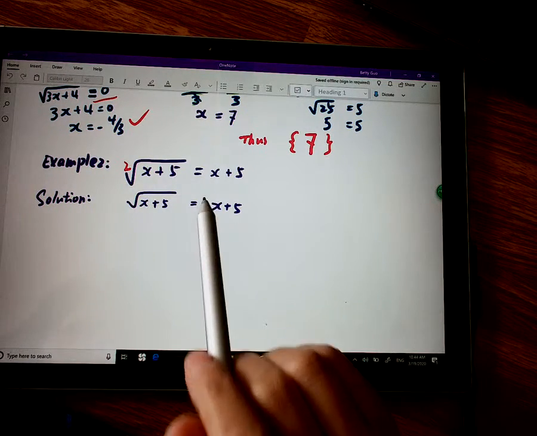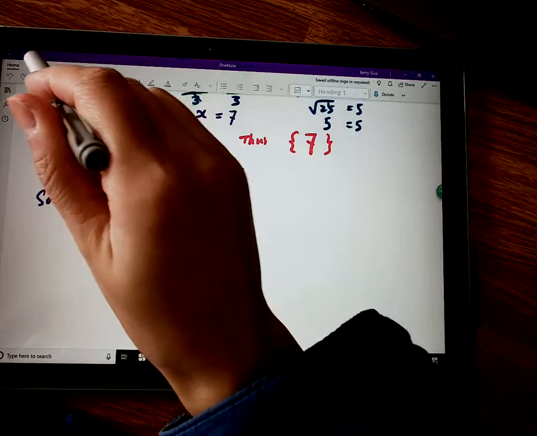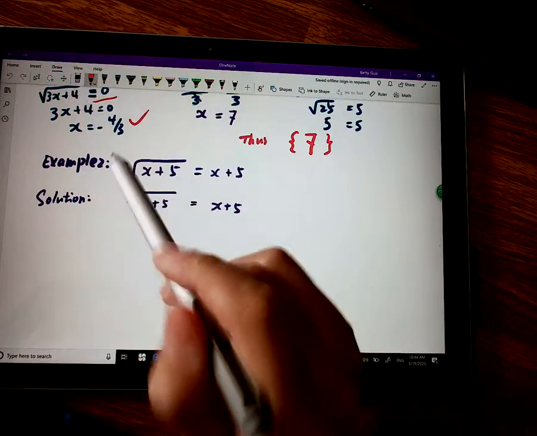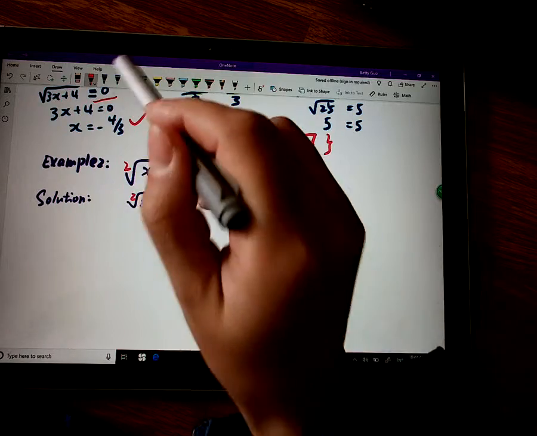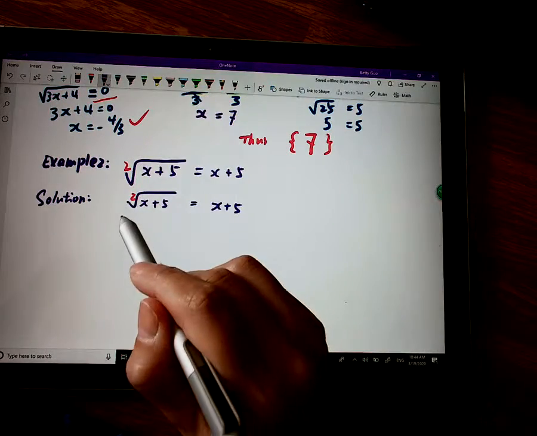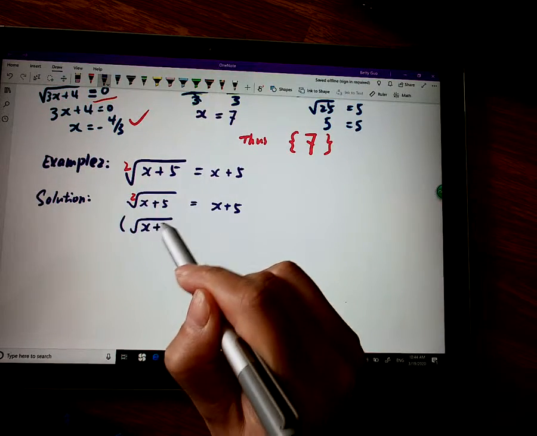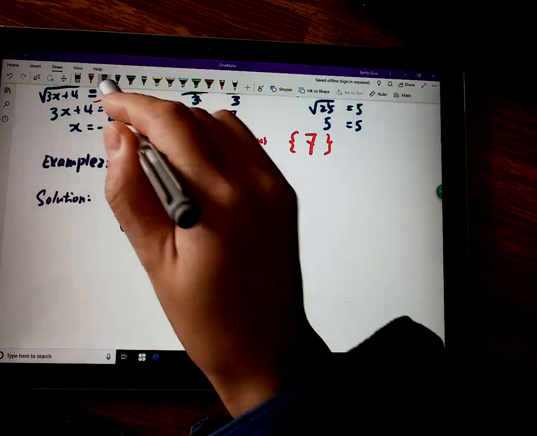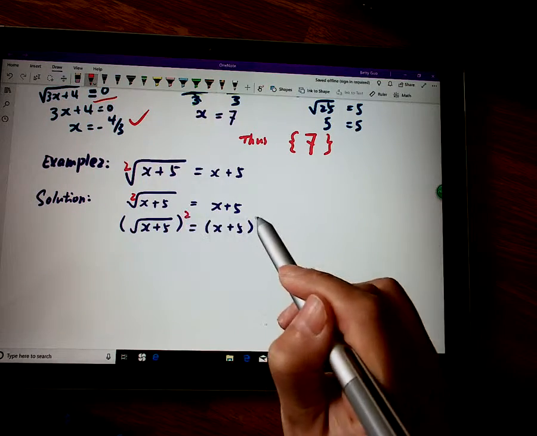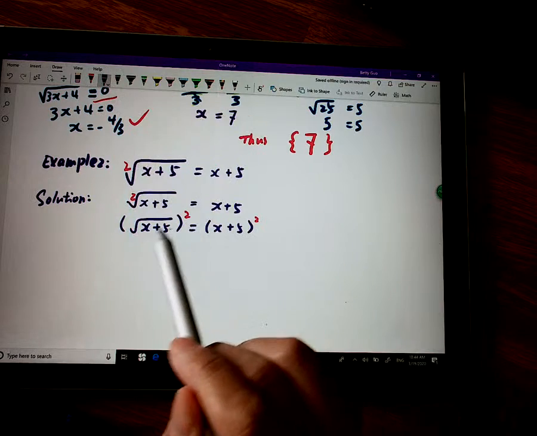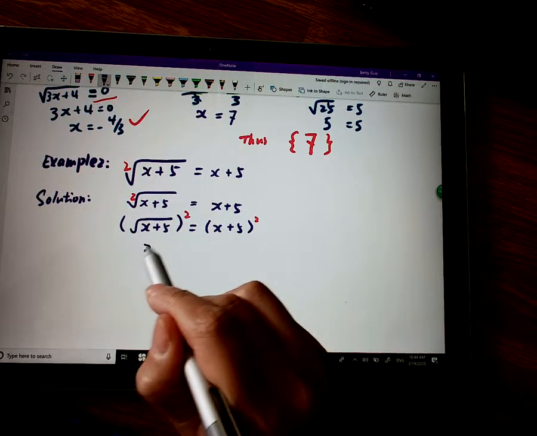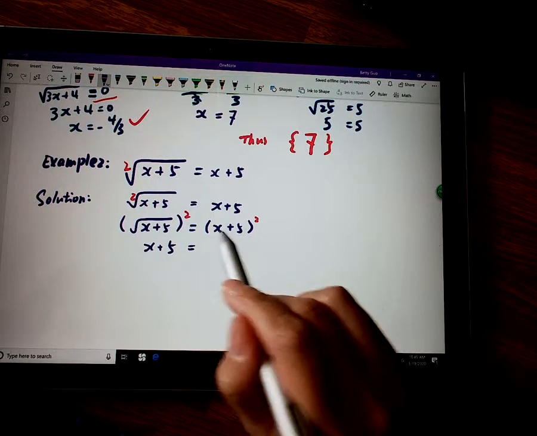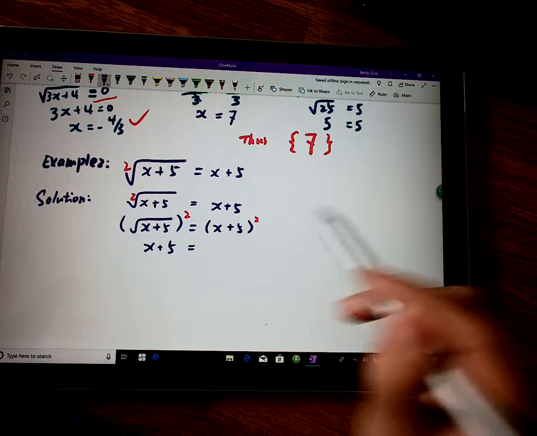Let's look at example 2. We were talking about the index number, right? The index number is 2. So we're going to raise both sides to the power of 2. And the square cancels out the square root. We have x plus 5 on the left-hand side. Right-hand side, x plus 5 to the power of 2.